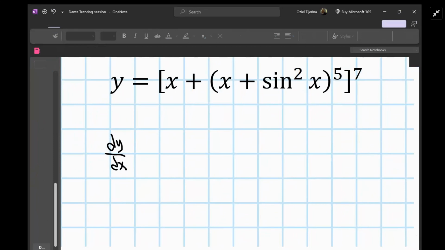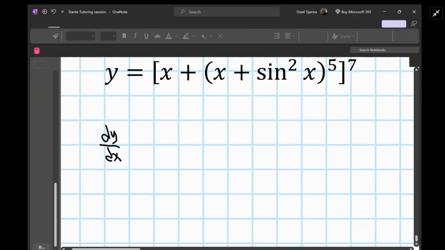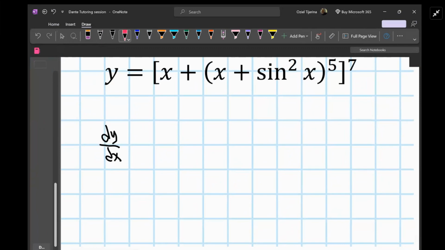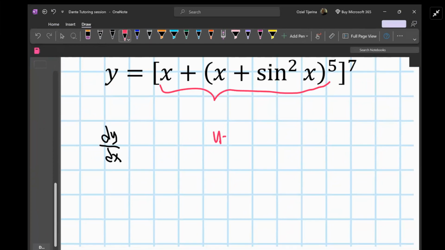So here's the thing. One of the parts of this equation is that this part here is all a term on its own. We can let u equal x plus the quantity x plus sine squared of x to the fifth. And so we know that y is equal to u to the seventh, really.